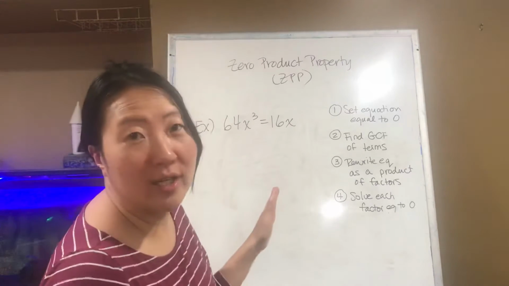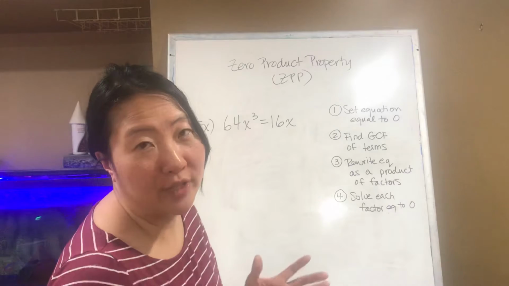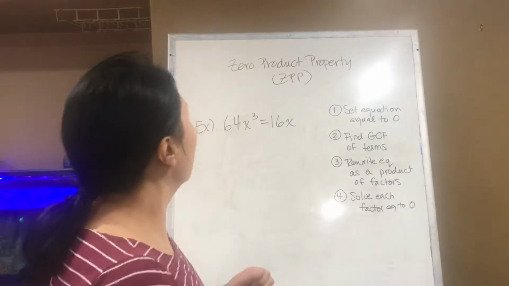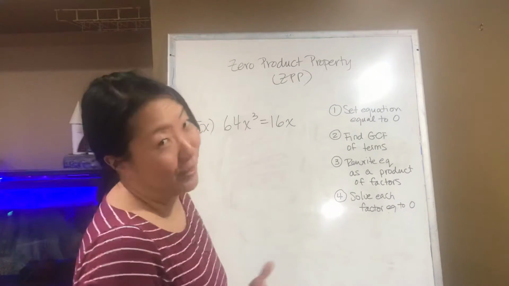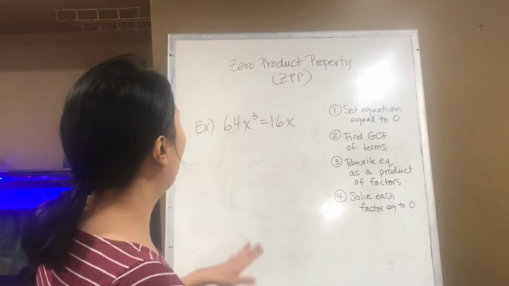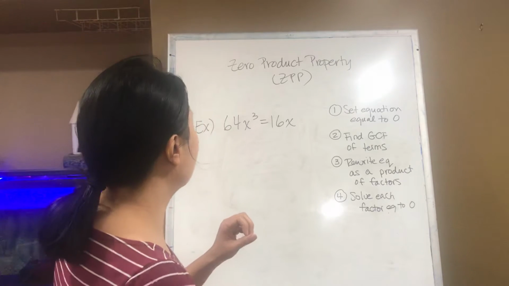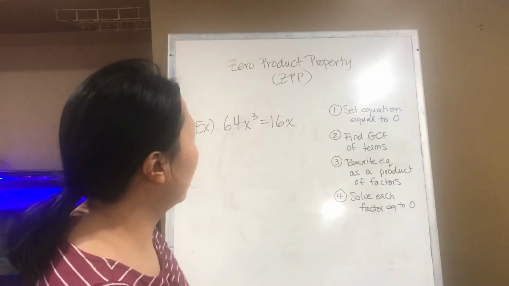Just thought I would do a quick video on zero product property to hopefully help you guys with today's assignment. So zero product property, or ZPP, is a way to solve equations that have multiple solutions. So here are the steps that we're going to go through.